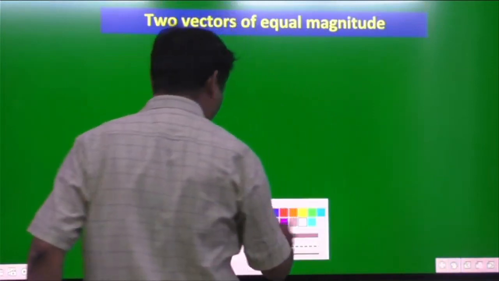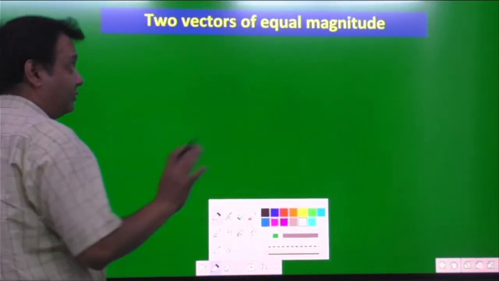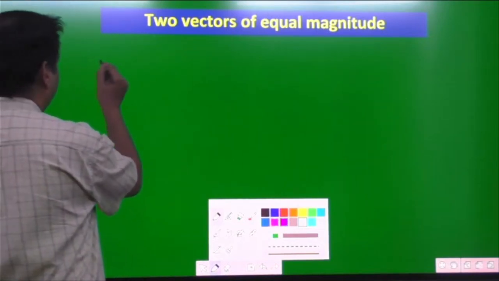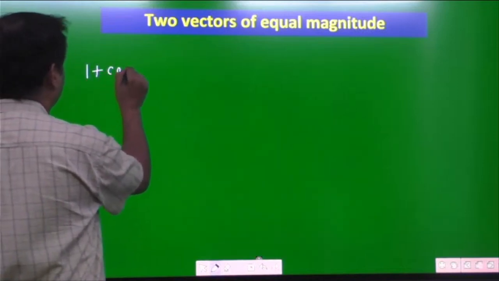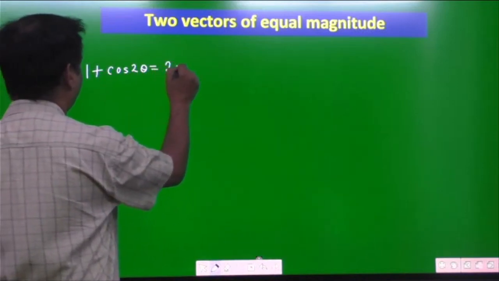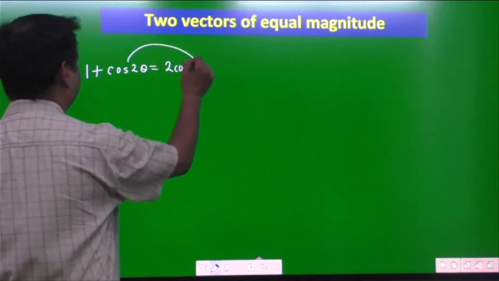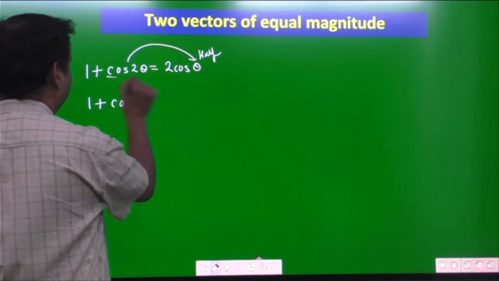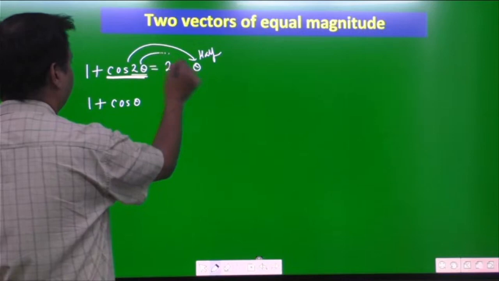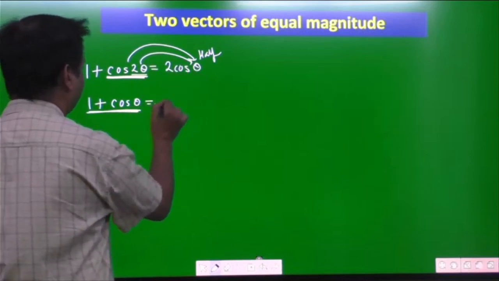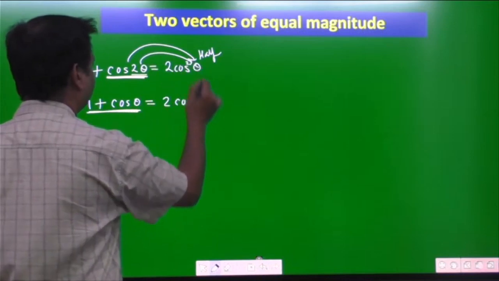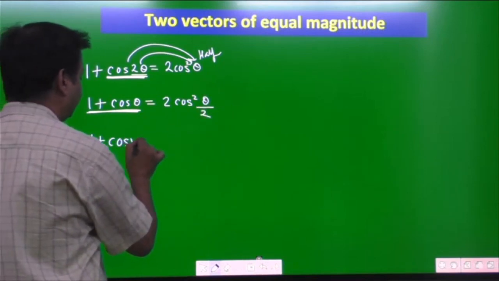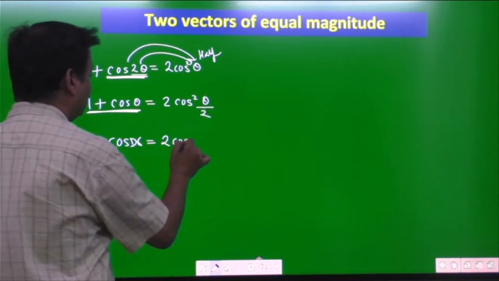Now say we have two vectors of equal magnitude, and before derivation of this formula, let me tell you one trigonometric equation. If you write 1 plus cos 2 theta, it will come to be 2 cos square theta. The angle becomes half. So if you're writing 1 plus cos theta, see in this case it was 2 theta, so it became theta. In this case it is theta, so it will become 2 cos square theta by 2. Like 1 plus cos x will be 2 cos square x by 2.